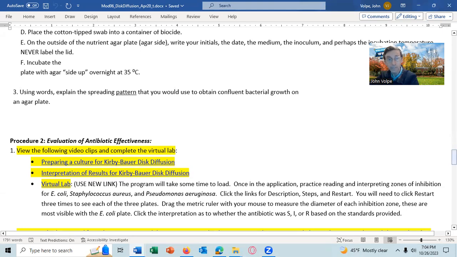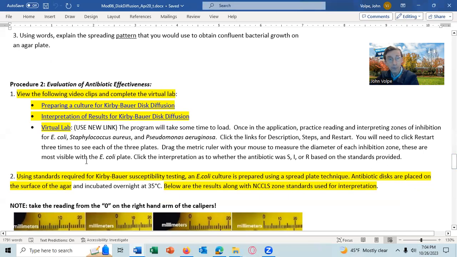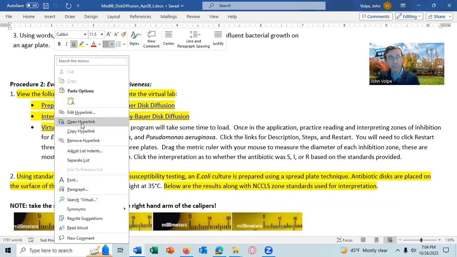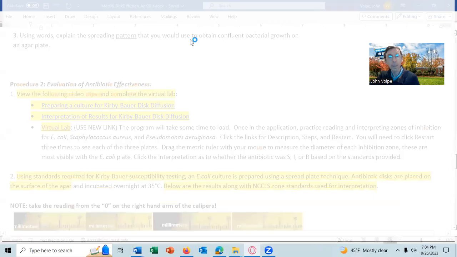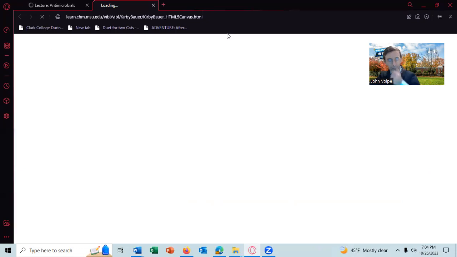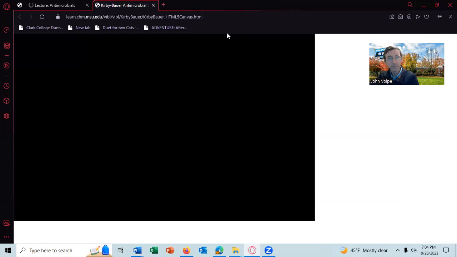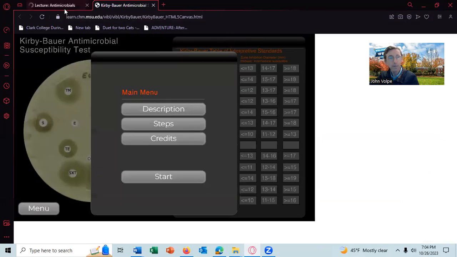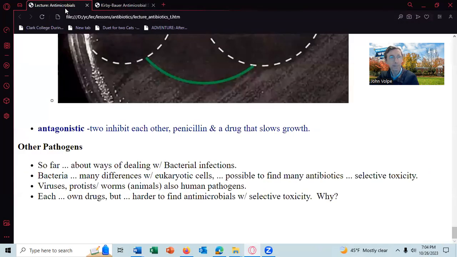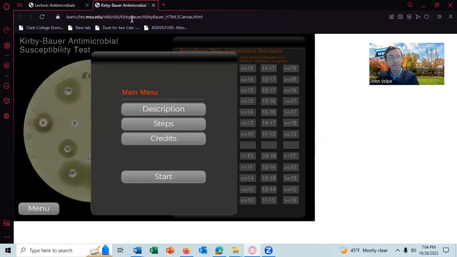And then go to the virtual lab. Let's see if this works. I might have to use a new link. What the heck is that? Oh, I don't know.